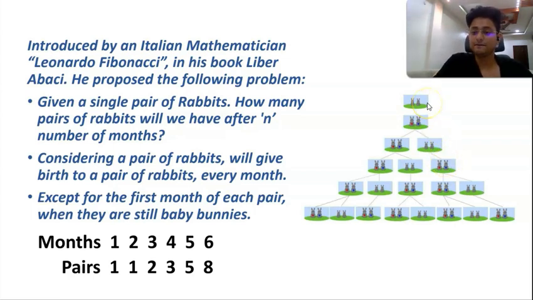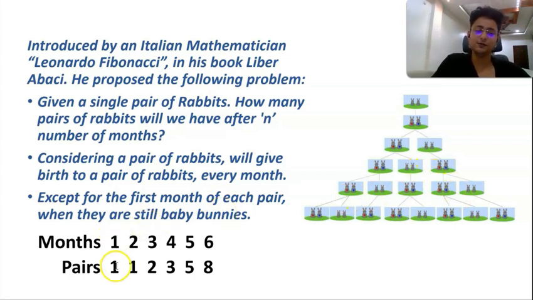So here we can say in the first month we have one pair, in the second month we have also one pair, the adult rabbits. So in the third month we have one pair of adult rabbits and another pair of baby rabbits. There are two pairs of rabbits. So in the fourth month we have two pairs of adult rabbits plus one pair of baby rabbits. So we have three pairs. So this goes on in the subsequent months.